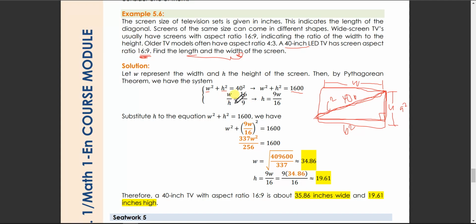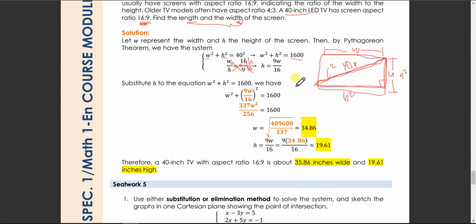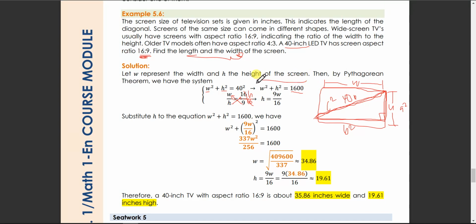So atong h, so i-multiply lang nato dari, then si 9 i-multiply nato sa taas. So again, h from denominator, i-multiply nato sa numerator, si 9 ibalhin nato dari sa numerator. So that's why we have 9w over 16. Di ba? Kaya mo siyang 16h. So para wala si 16, i-divide nato siyang 16. So that's why we divide it by 16. So we have two equations now.